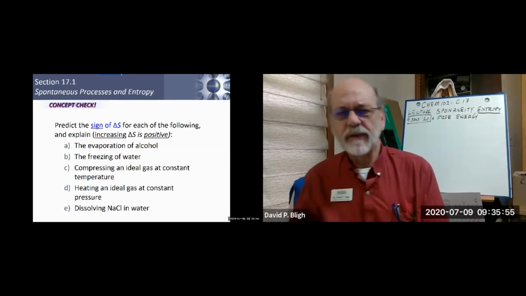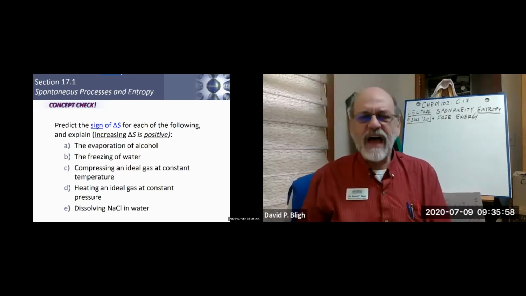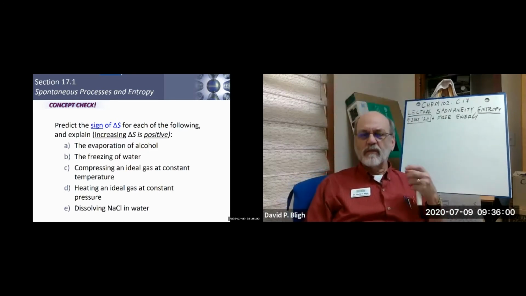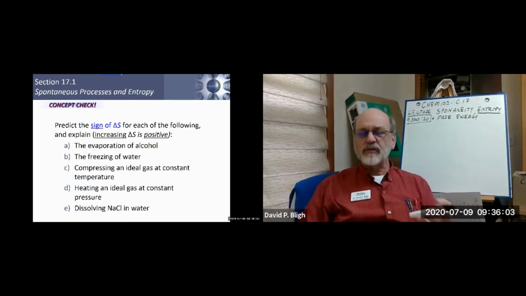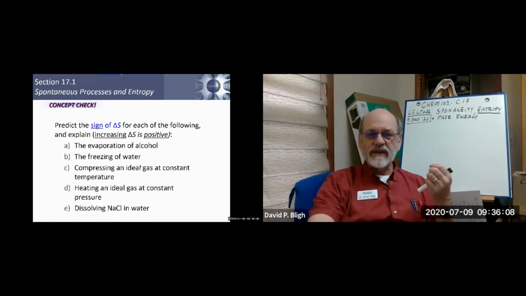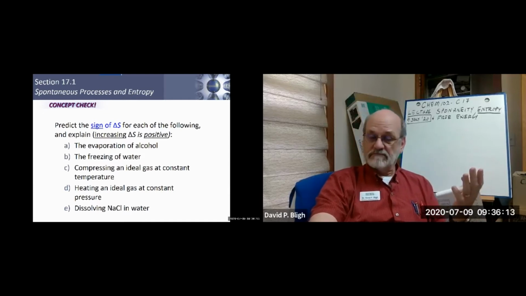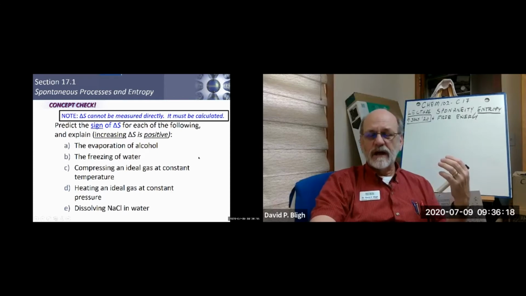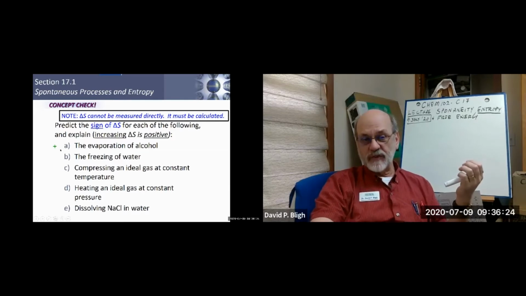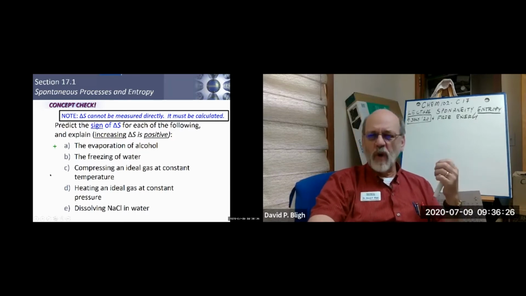So let's see if we can predict the sign of delta S for each of the following. Remember, increasing entropy is a positive sign. So how about the evaporation of alcohol? You're going from a liquid to a gas, right? So we should see a positive entropy. How about freezing of water? It's going from a liquid to a solid, right? So we should see a decrease in entropy.